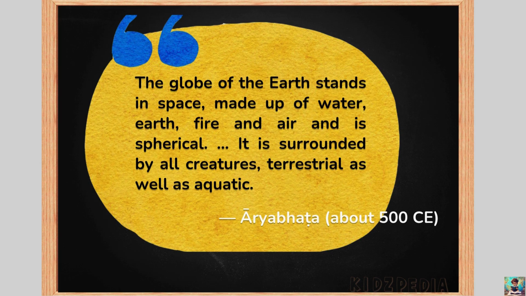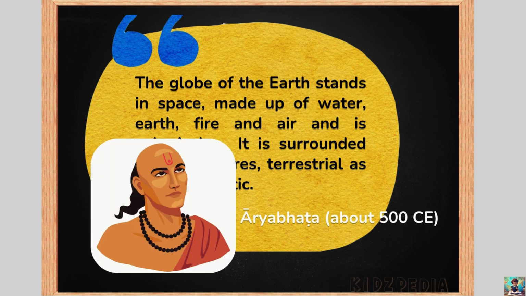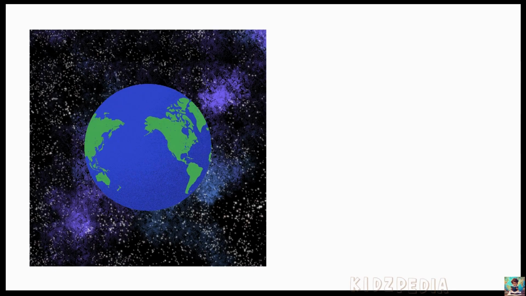So, let's begin. First, we have a quote from Aryabhatta. The globe of the earth stands in space, made up of water, earth, fire and air, and is spherical. It is surrounded by all creatures, terrestrial as well as aquatic. Aryabhatta was a famous Indian mathematician and astronomer from around 500 CE, that is year 500 of the Common Era, which is equivalent to 500 AD, that is 1525 years ago.